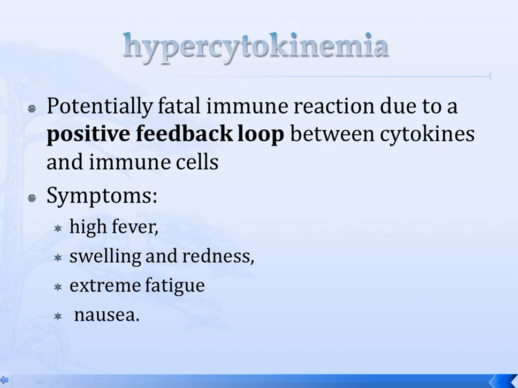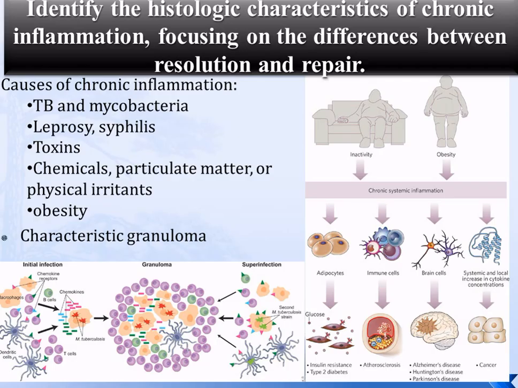So hypercytokinemia, positive feedback loop that can be potentially dangerous. Over-responsive white blood cells. Okay, and then inflammation, what can happen?